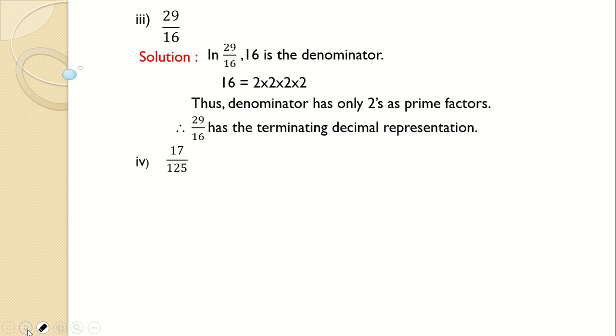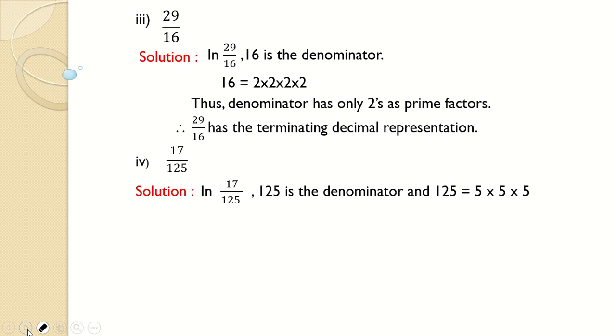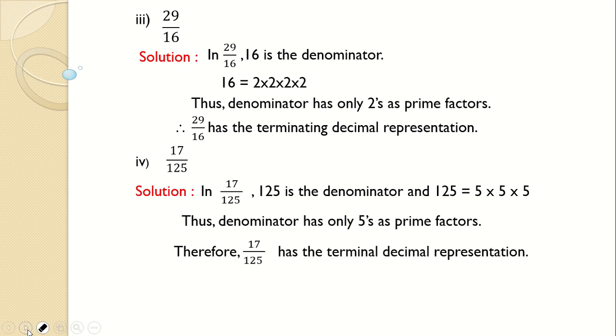17 upon 125. Factorize 125 and see what the factors are. The prime factor is only 5, so it is going to be terminating again. Thus, the denominator has only 5 as a prime factor. Therefore, 17 upon 125 has the terminating decimal representation. So you just have to see whether the factors are 2 or 5. If anything apart from 2 or 5 is there, then it is going to be non-terminating.